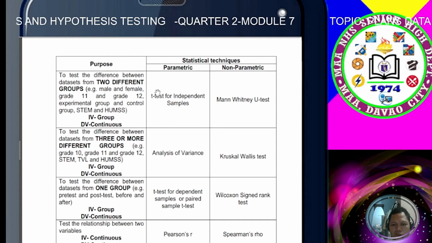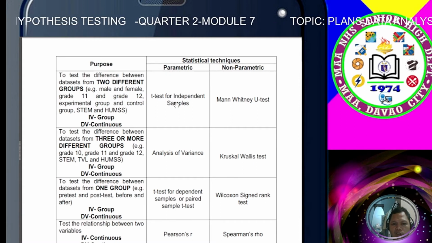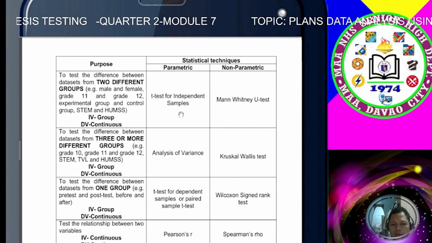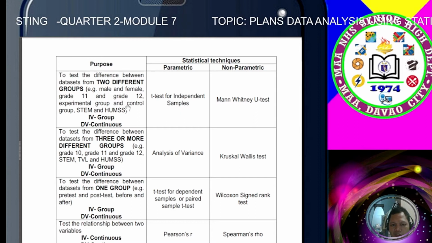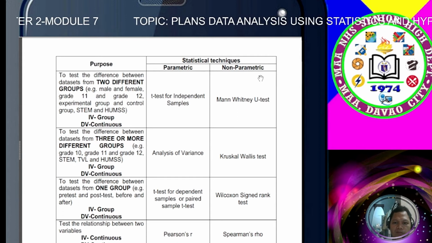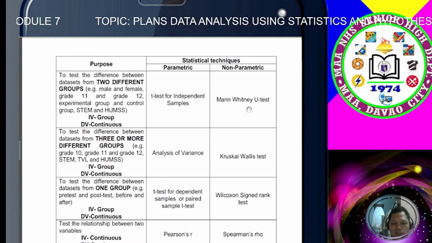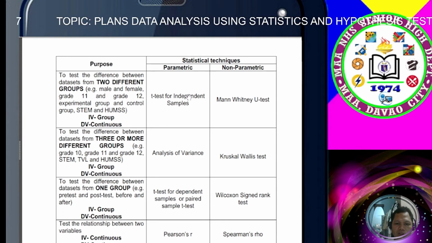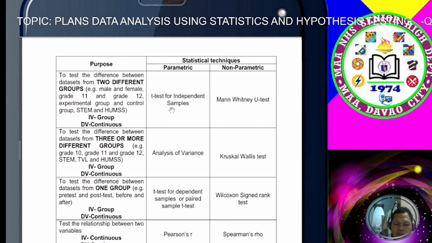So in parametric, you will use the t-test for independent samples. You're going to get the difference of this. Then, for non-parametric, we have the Mann-Whitney U test. Take note of that: t-test for independent samples.